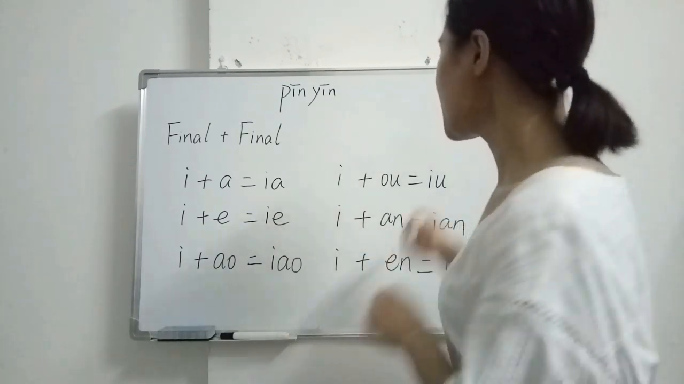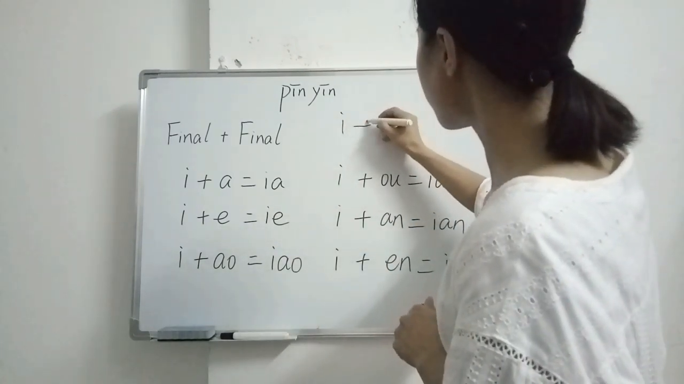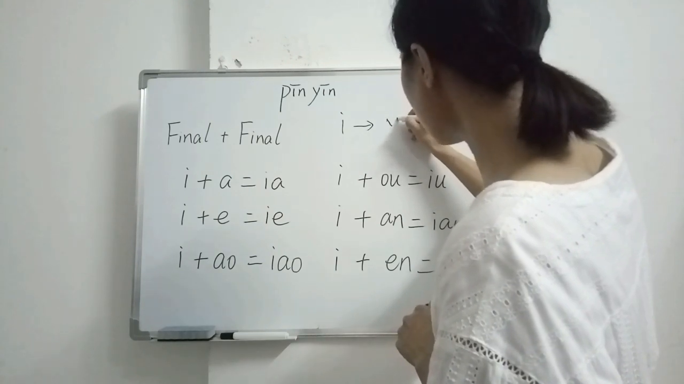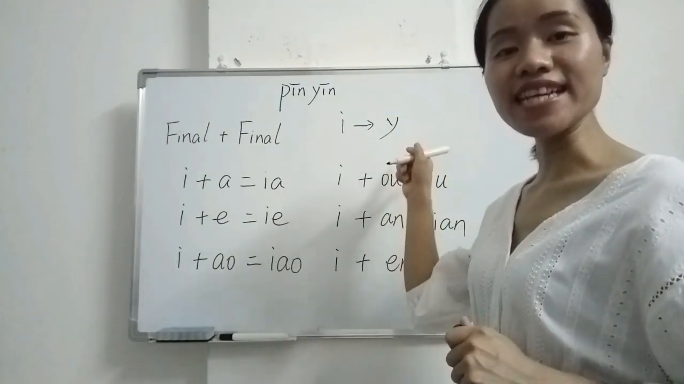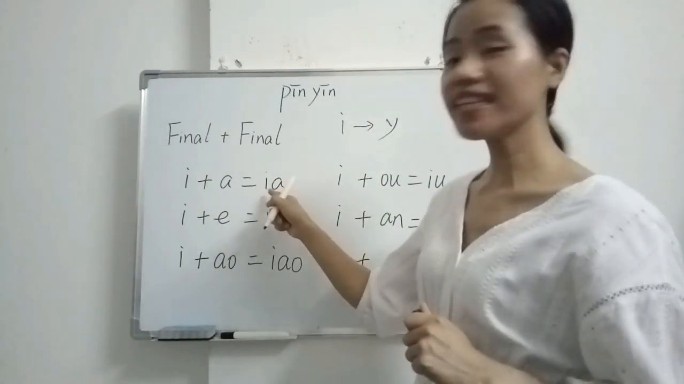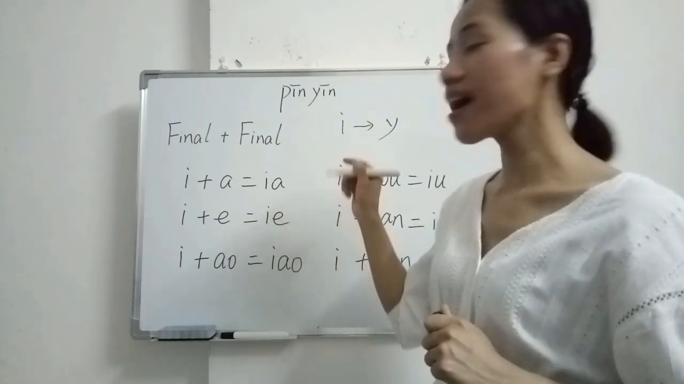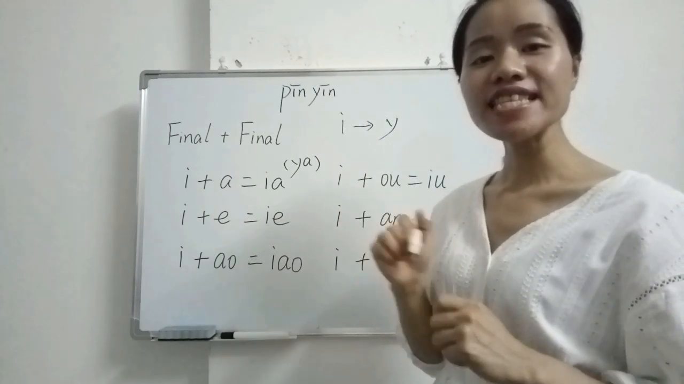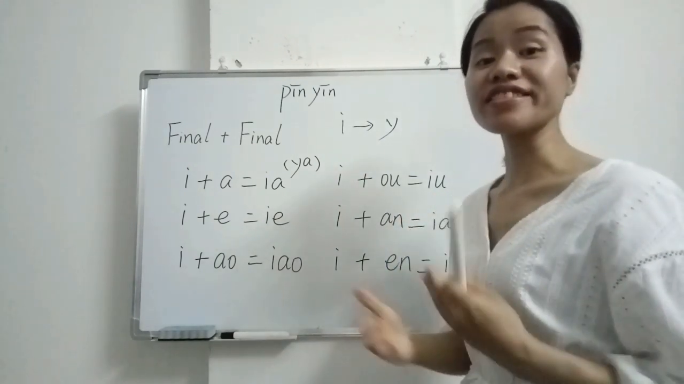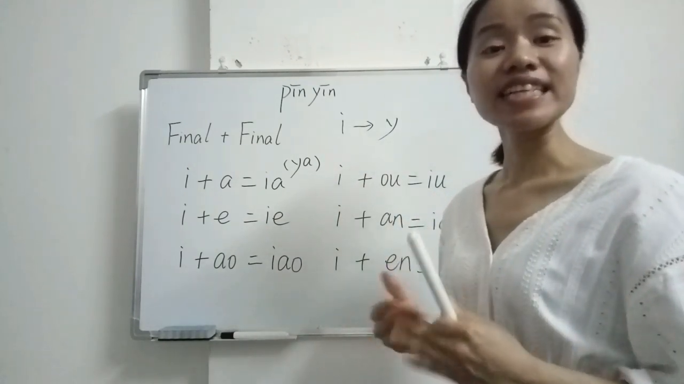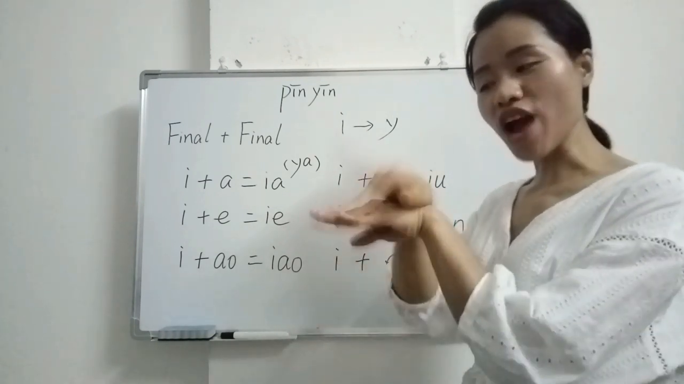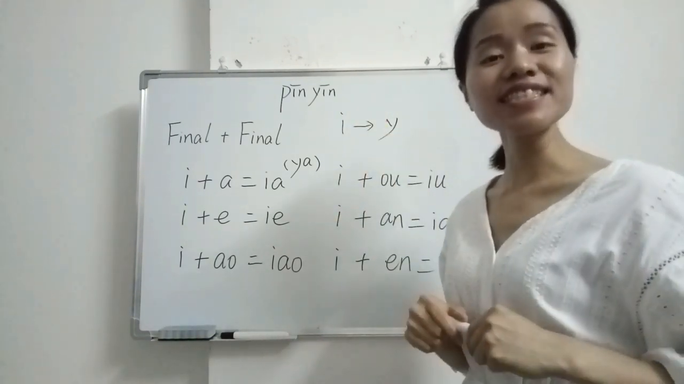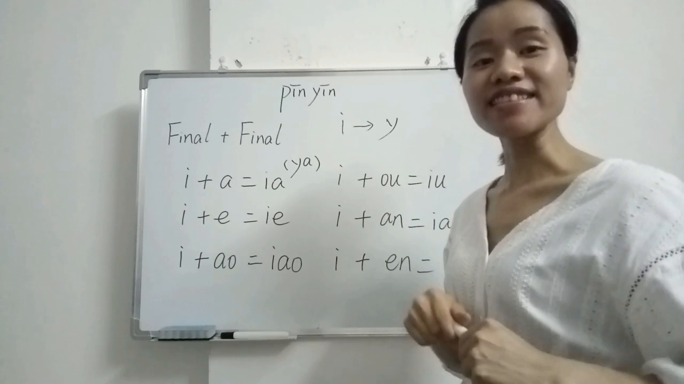Pay attention. In Chinese, yi, we can write in this way. Yi, the writing. Yi, a, ya. We can write it in this one. Ya, ya. What does ya mean? Yazi, ya. Quack, quack, quack. Yazi, ya. Yes, duck.